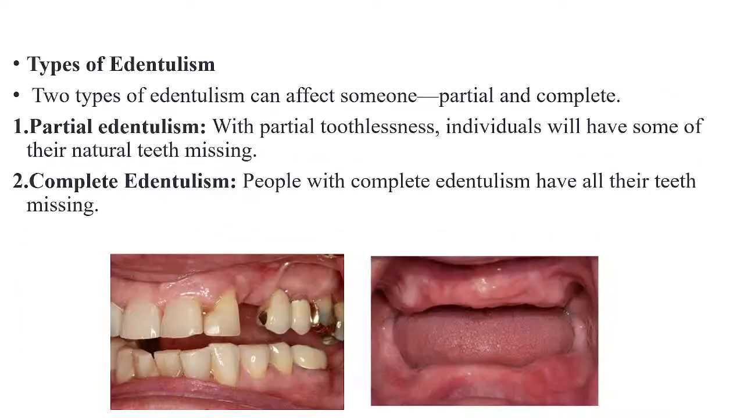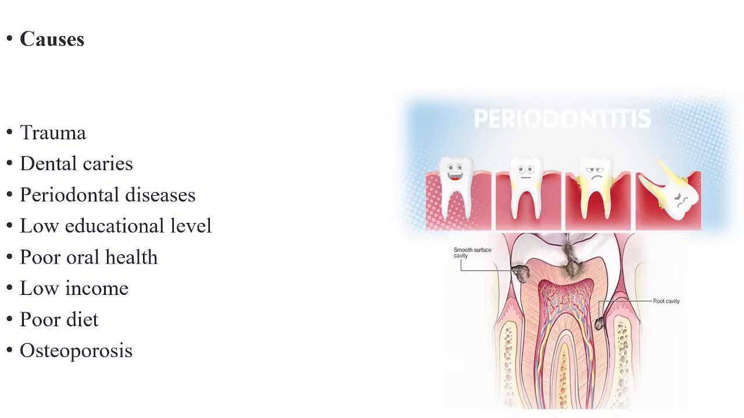Okay. So there are two types of edentulism. One is partial and the other is complete. Partial means when there are few teeth which are missing. It may be in the upper jaw, it may be in the lower jaw, or both the jaws. And complete edentulism means when people have all the teeth missing. Okay. So the causes include trauma, dental caries, periodontal diseases, low education levels, poor oral health, low income, poor diet, and osteoporosis.